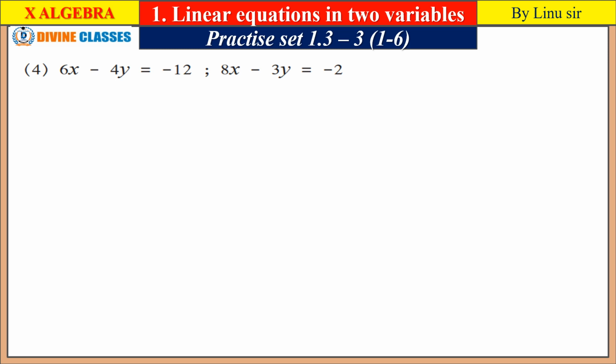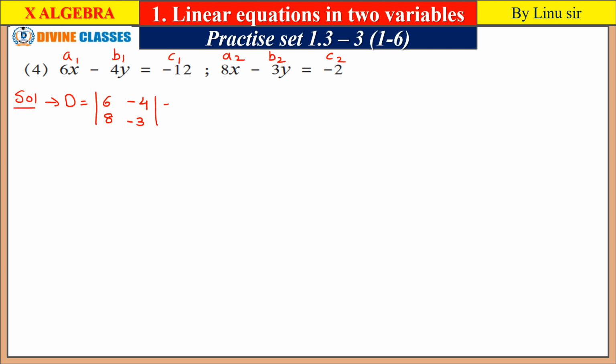So, solution. First of all, we'll assign it. So this is a1, b1, this is c1. So here a2 is 8, b2 is minus 3, and c2 is minus 2. So first we need to find the determinant D. In D we need to write a and b. So from the first equation we get 6 and minus 4, and from the second equation we will get 8 and minus 3.